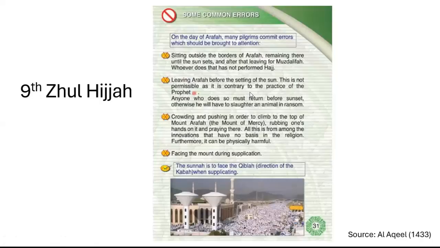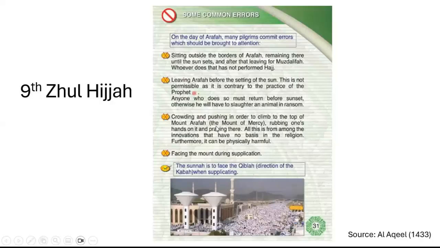Leaving Arafah before sunset is also not permissible. What are you in a hurry for? This is what you came for. You came for Arafah. So stay till sunset, then you move on. If you leave early, then you have to slaughter an animal.